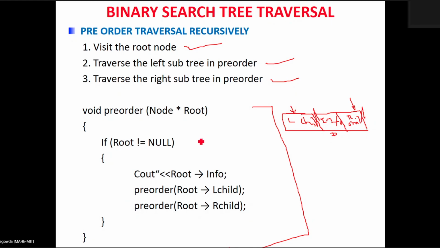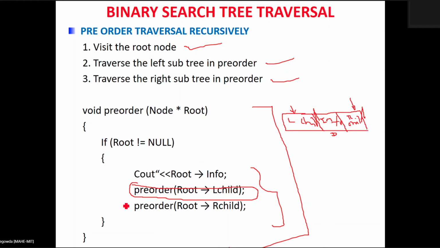By using the pointer-to operator, it is possible for you to access the different fields in the given node here. So if root not equals to null, it means that if the binary search tree is not empty, you go and do this operation recursively. Cout means that you are visiting the root node, you are displaying it. Once the root is visited, you display that value. After that, you traverse the left subtree of the root in the pre-order method.